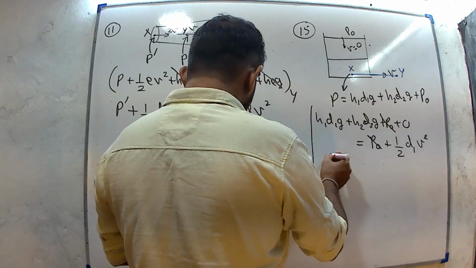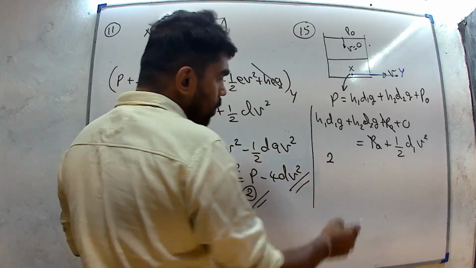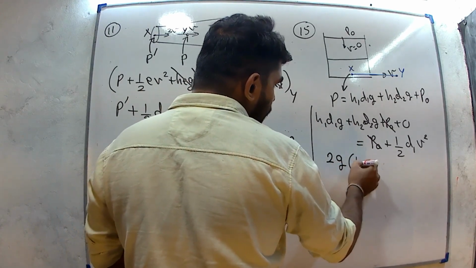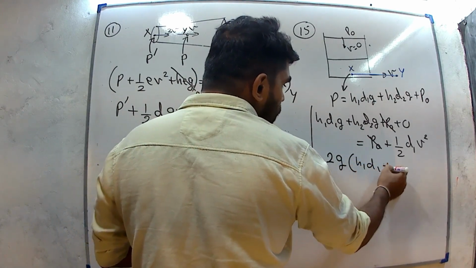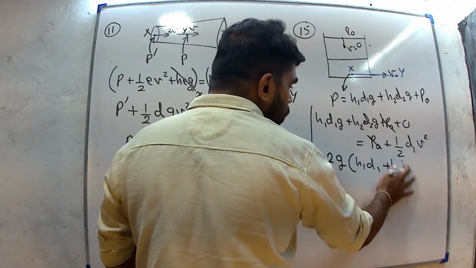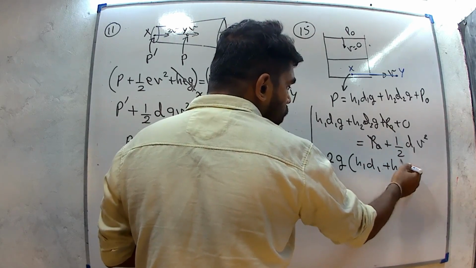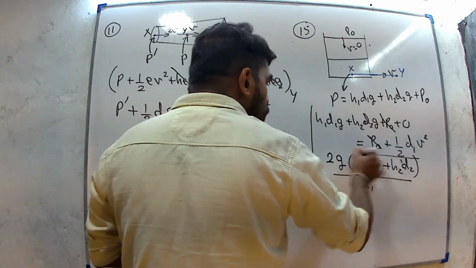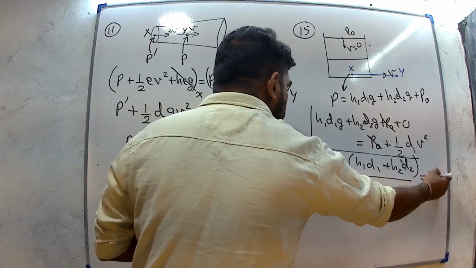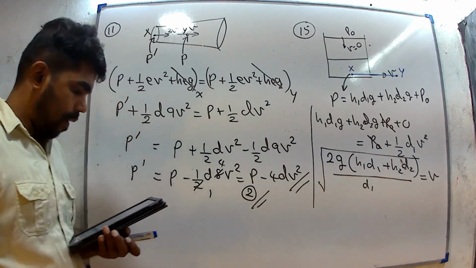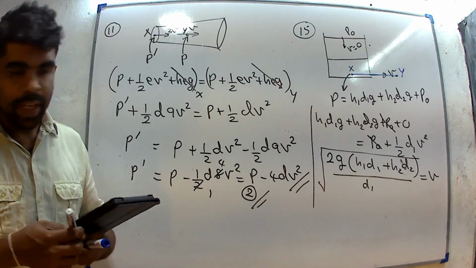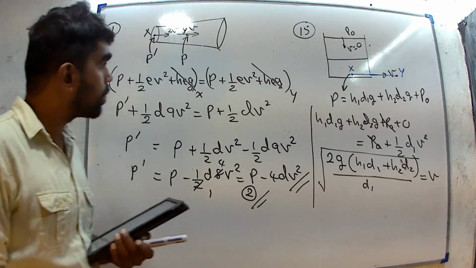Then 2 times G is the common factor, H1 D1 plus H2 D2, divided by D1, root. It is the velocity. We can simplify it to get the answer.